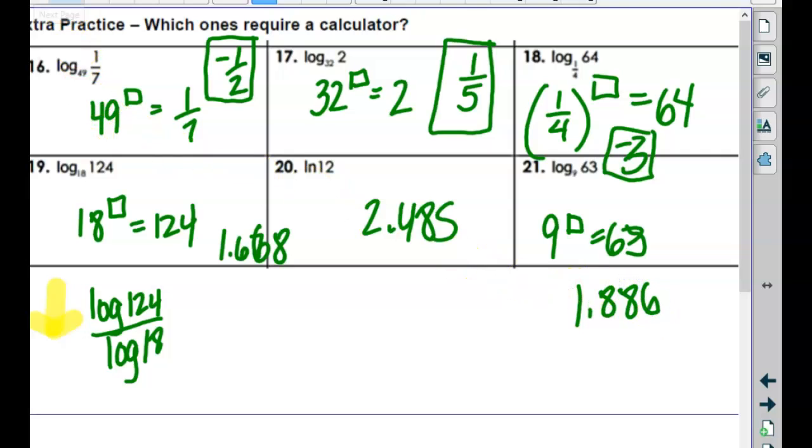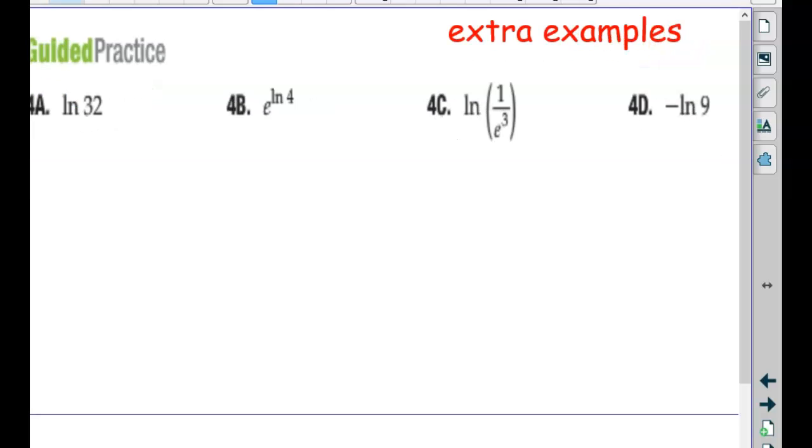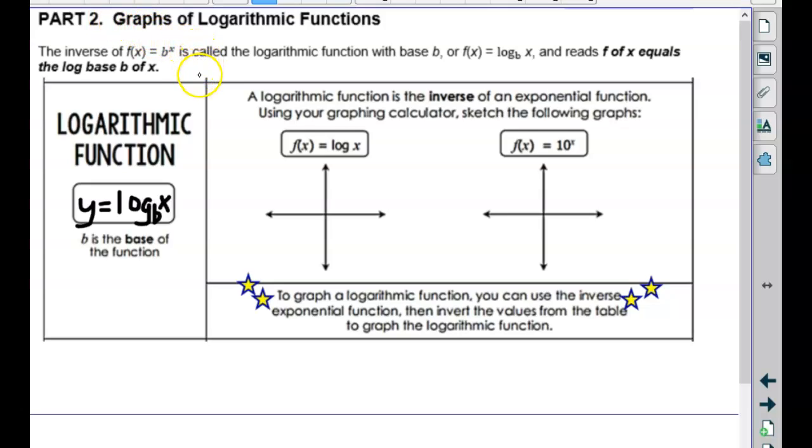All right. Then I have extra practice on this kind of stuff, but I'm going to skip all the way to graphing so we don't run out of time. All right. We have to be able to graph these. Now, without a calculator, what you would have done in the past is first graph the power. So 10 to the x.